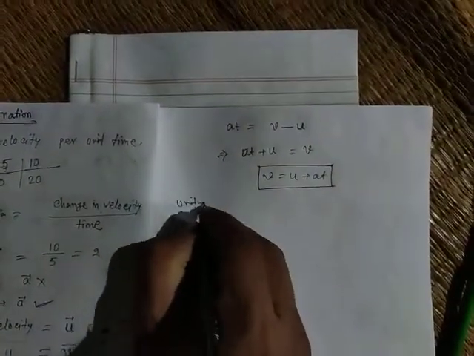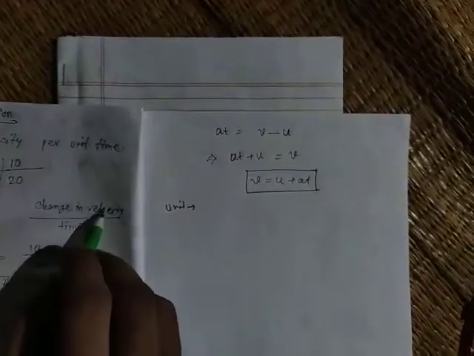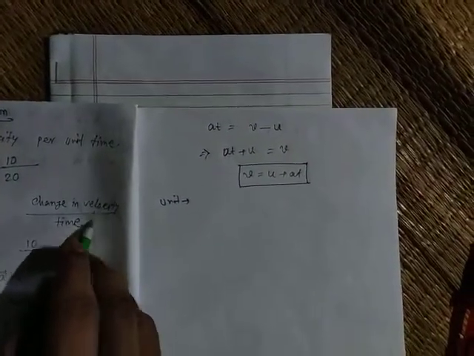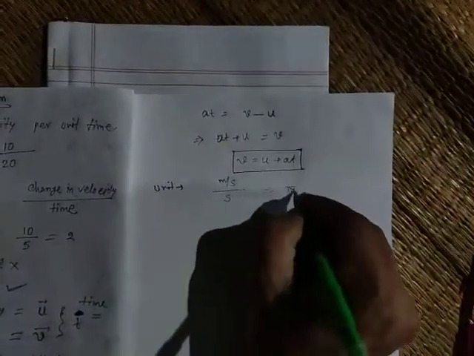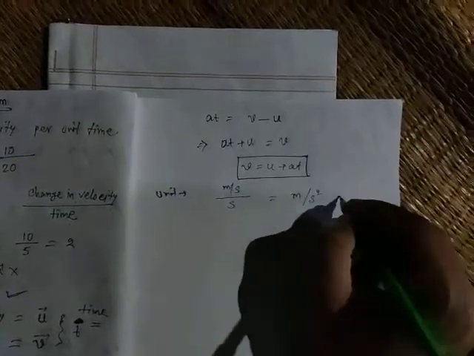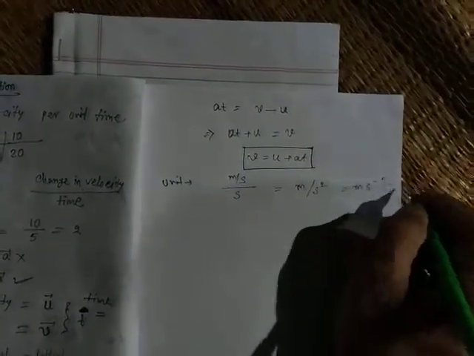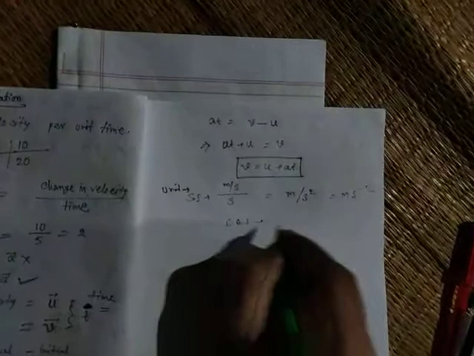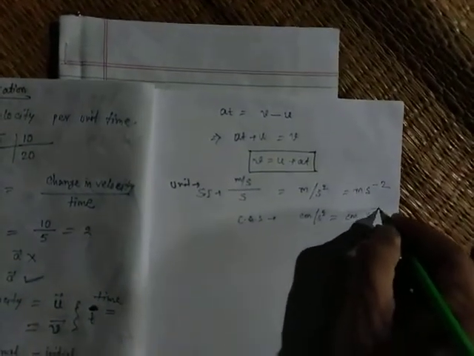What is the unit of acceleration? Acceleration is equal to change in velocity upon time. Change in velocity means the unit of velocity, meter per second, and time means again second. Then I will get meter per second square, or you can write meter second to the power minus 2. This is the SI unit. In CGS, the unit is centimeter per second square or centimeter second to the power minus 2. Clear? Okay.